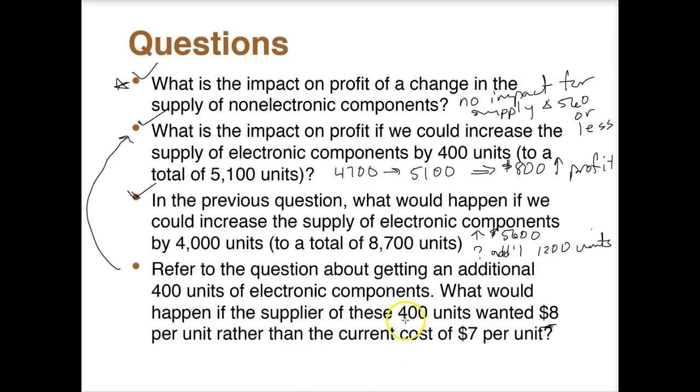Again, we know that these 400 units, we can get them, but what if it costs an extra $1? Okay, so what would happen in that case is we see that our costs will be going up for the electronic components. Okay, and of course, with that, our profits are going to change as well. So we're going to look at our sensitivity report and figure out exactly what's going to change there.